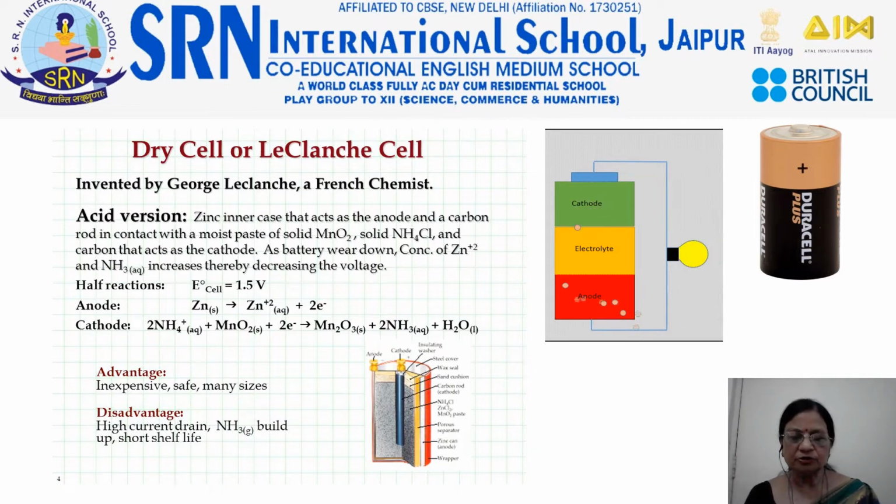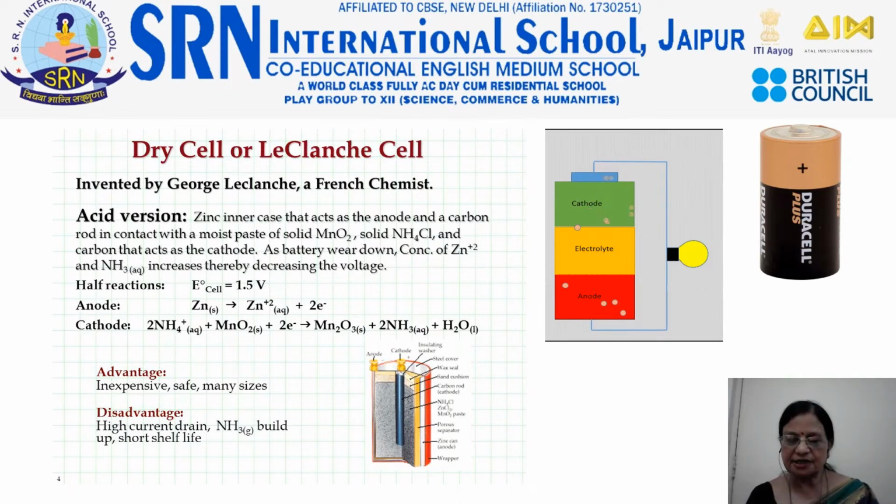Now both the half reactions occur, that is, there is a reaction occurring at the anode and the cathode, and thus the current starts moving, and thus electricity is produced. The EMF of this cell is 1.5 volt.